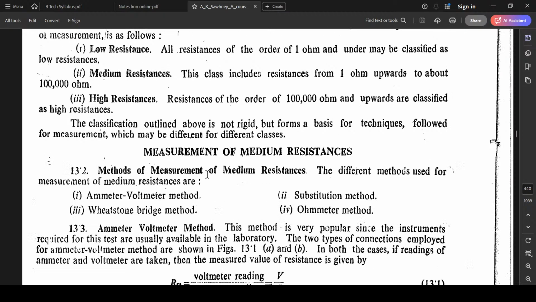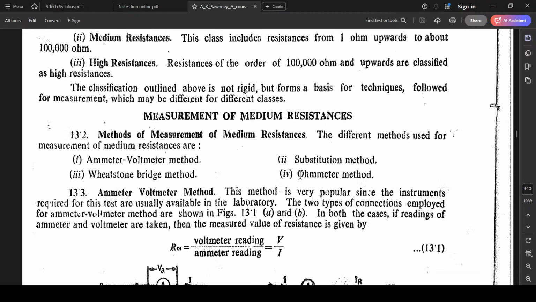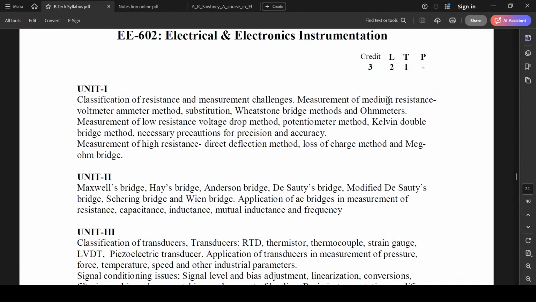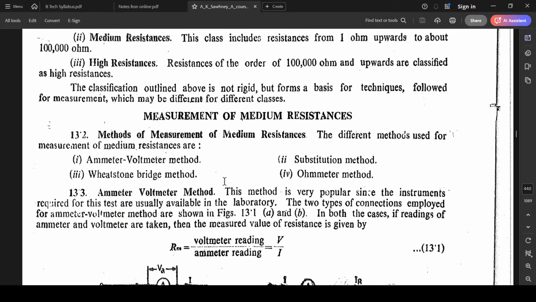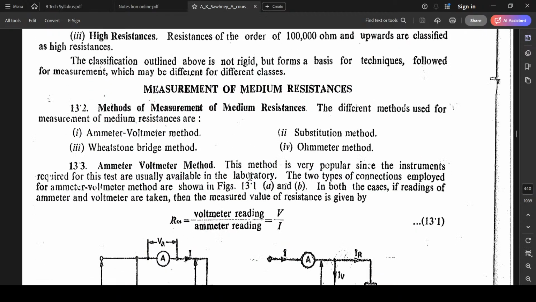So there are four methods: ammeter voltmeter, substitution, Wheatstone, and ohmmeter. Okay, this is pretty cool. We have got everything we needed. So let's start with the measurement of medium resistance.